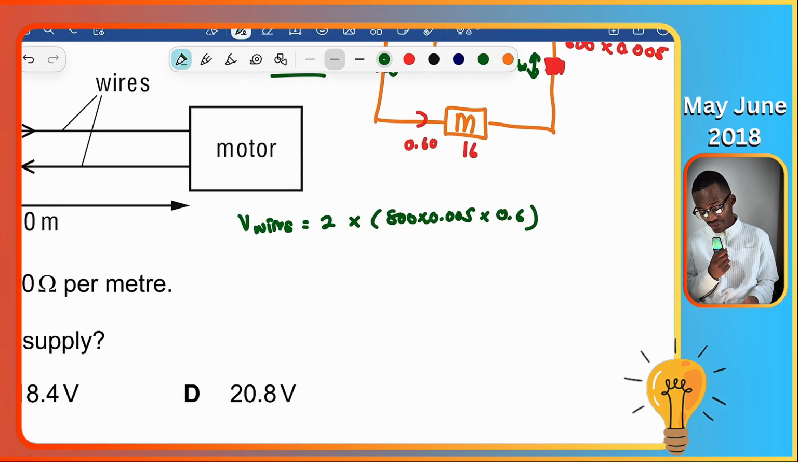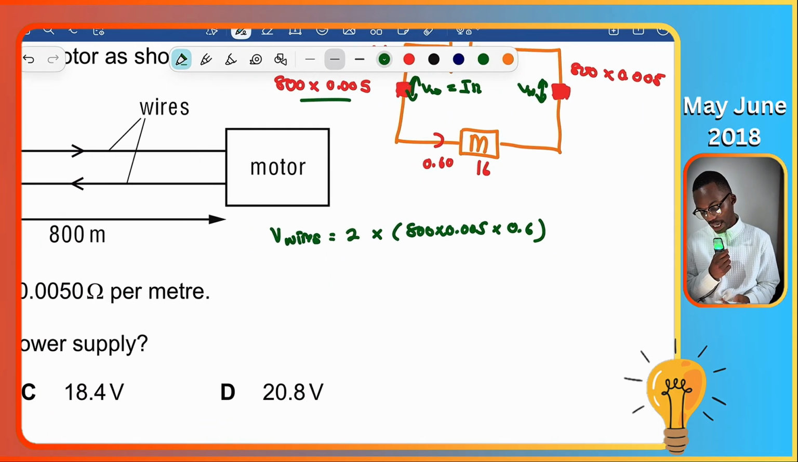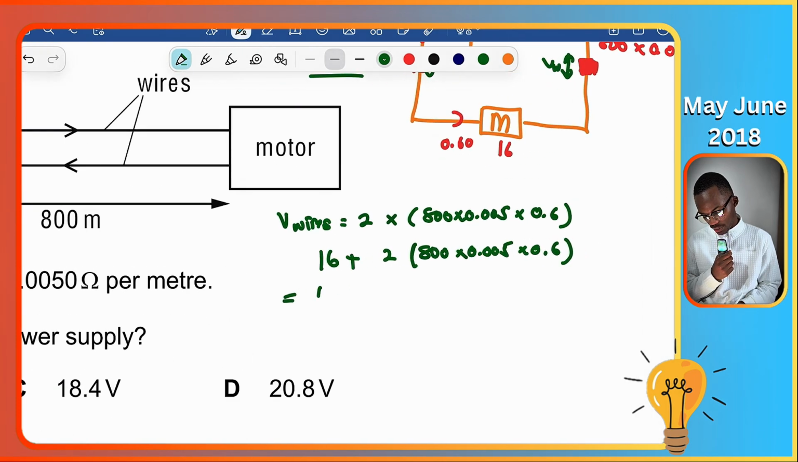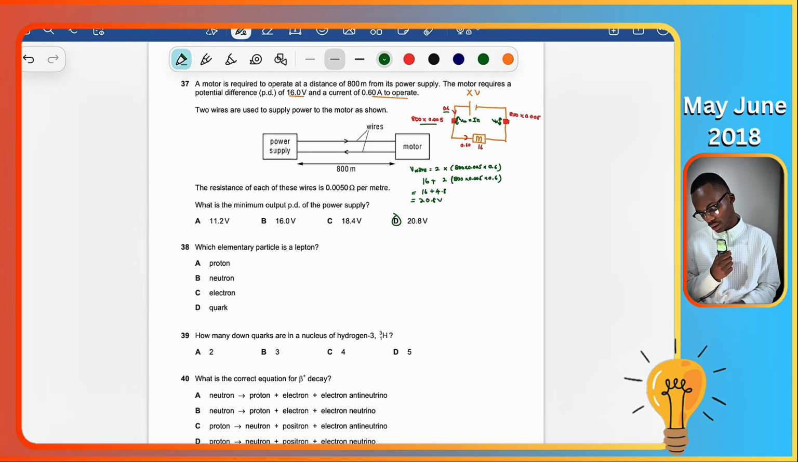So effectively, if you get the voltage across the wires and that's 16, you add them together. So that's 16 plus 2 times 800 times 0.005 times 0.6. Effectively, if you were to find this out, here you're going to get 4.8. So 16 plus 4.8 is going to give you 20.8 volts, which is D.